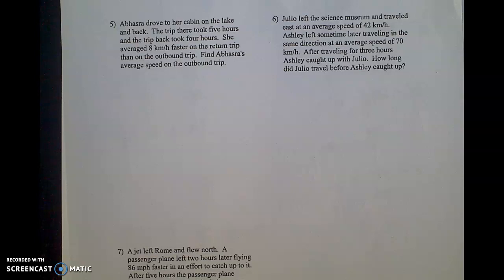Alright, so we're back. This is video number 2 for the rate times time equals distance problems. We have a girl here who drove to her cabin on the lake and back. The trip took 5 hours and the trip back took 4 hours. She averaged 8 kilometers per hour faster on the return trip than on the outbound trip. Find the average speed on the outbound trip.